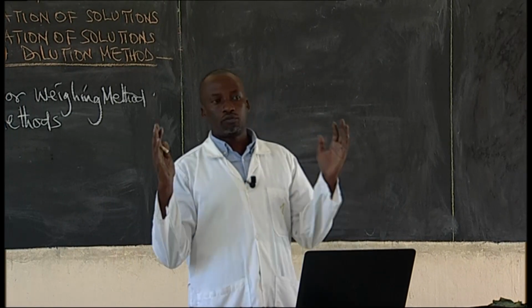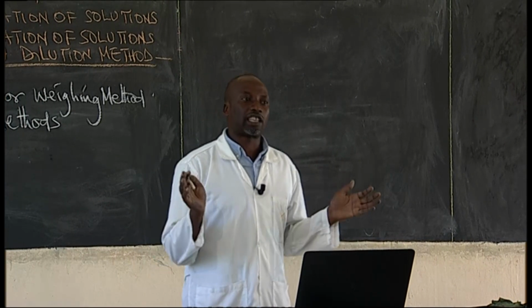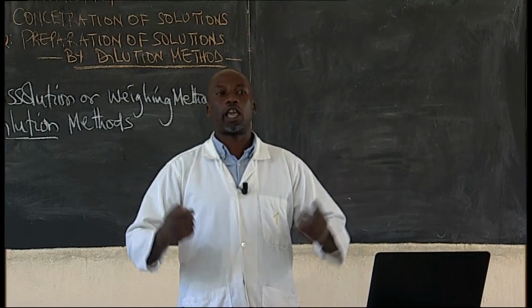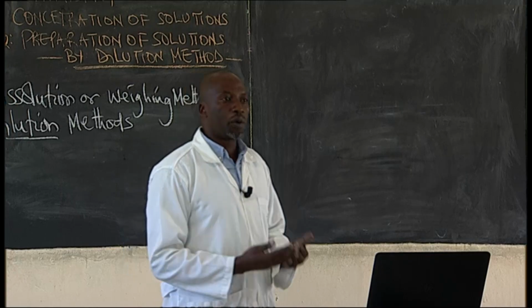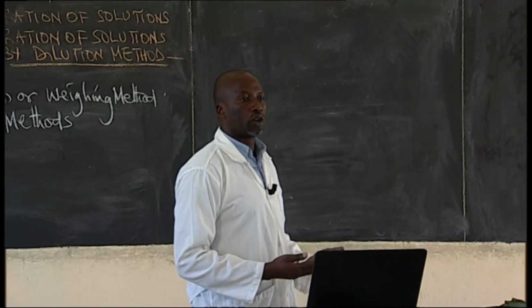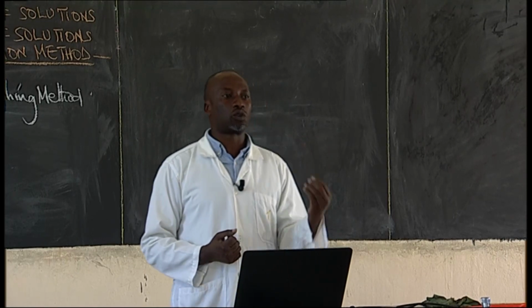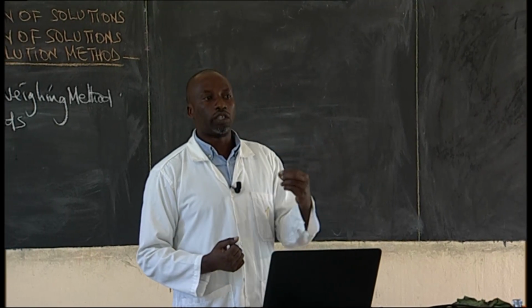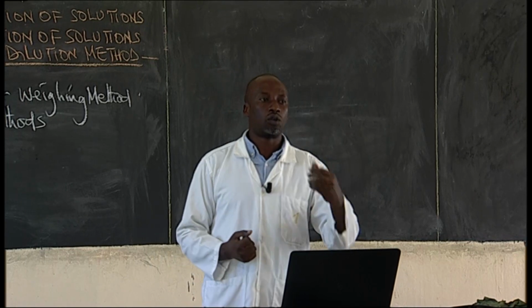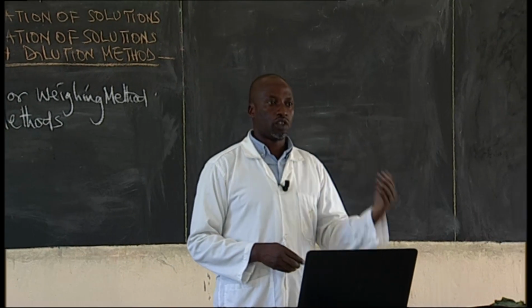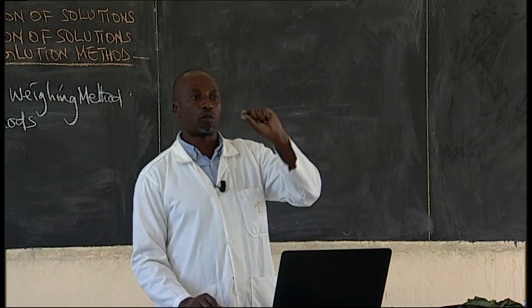So let's first of all just look at the exercise. That is the exercise that I left behind. It was just maybe like a homework. How do you prepare a solution of 1 liter containing 0.1 mole of copper 2 sulfate? What do you do if you want to prepare 0.1 mole?